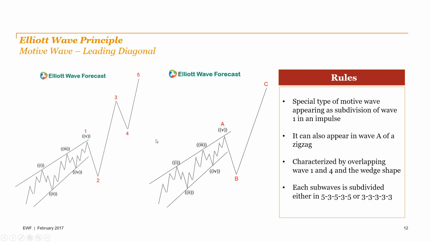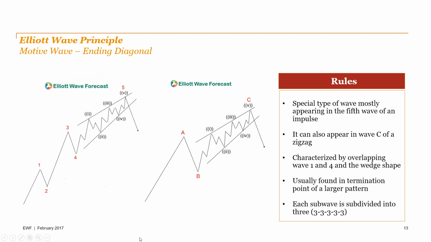So this is called the leading diagonal. Okay, so subdivision of the leading diagonal can be 5-3-5-3-5 or 3-3-3-3-3. Now, another variation is ending diagonal. It's just like a leading diagonal, but the difference is it happens at the wave 5 of the impulse. So this is a 1, 2, 3, 4, 5 impulse, where the wave 5 you can see it's diagonal.